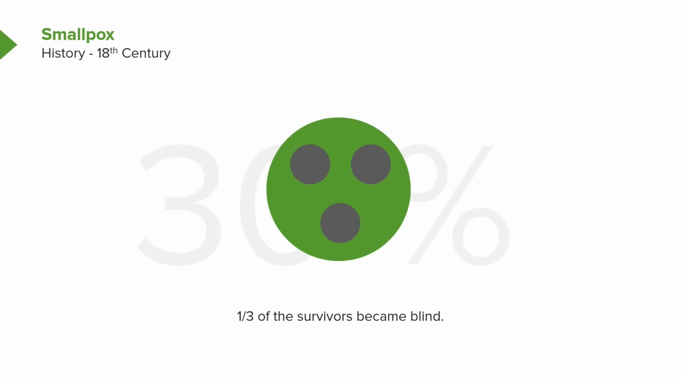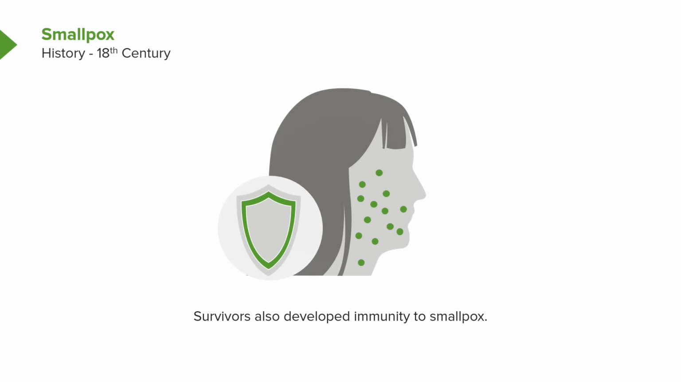A third of the survivors, though, became blind, and so they lived on with disability. So it's not just about the disease killing people. It's not just about the mortality. It's also about the morbidity. And it's important that we keep in mind that when we're looking at the impact of disease, it's not just the deaths we care about. It's the effects on the quality of life that matter.